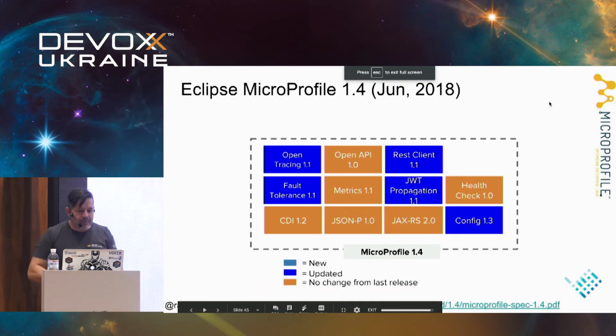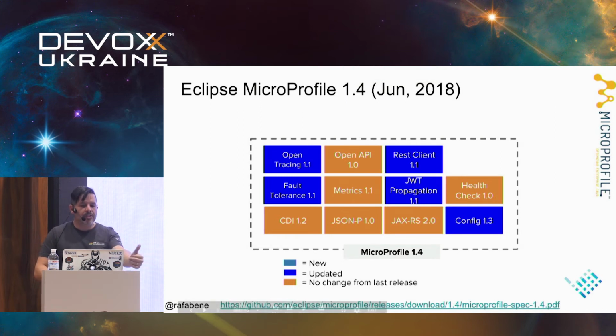And finally, now in June of this year, they released MicroProfile 1.4. There are no new APIs. They just updated the versions of OpenTracing, Fault Tolerance, REST Client, and Config. People seem to like Config a lot because it was updated three times since the release: 1.1, 1.2, and 1.3. Basically, every time they release a new version of MicroProfile, they update Config.